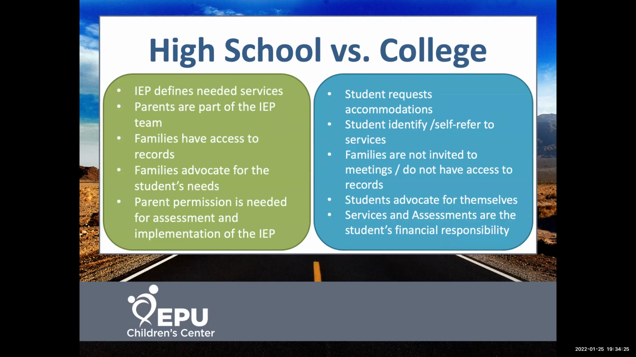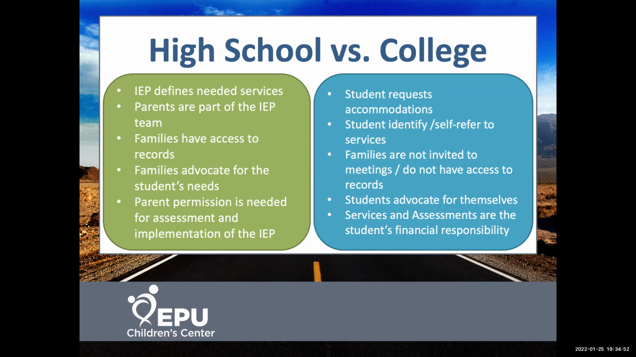I'll take high school. Okay, so in high school, an IEP defines needed services. And in college, a student has to request their accommodations. And in high school, the parents are part of the IEP team. And in college, the student has to identify and self-refer for their services. In high school, families have access to all their records.